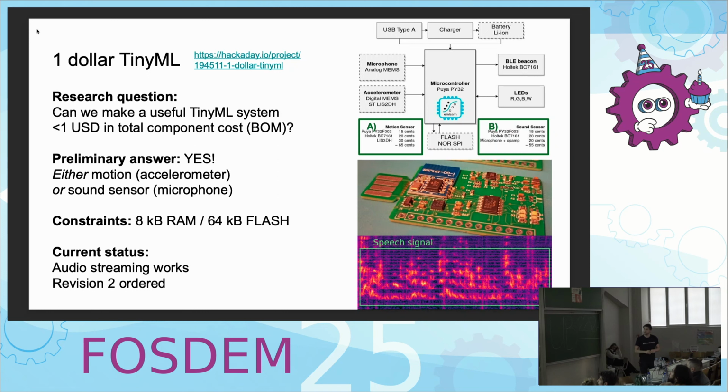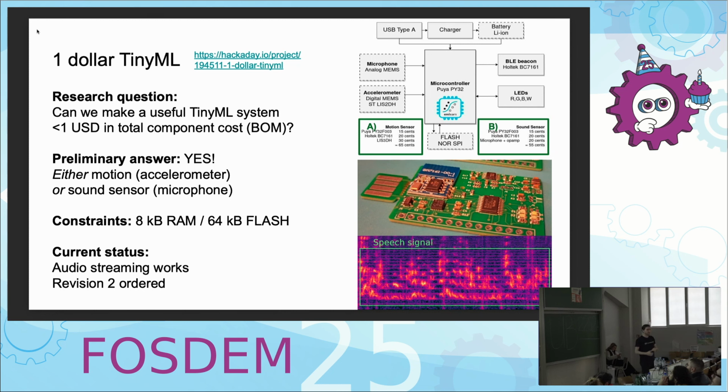Here's more of a research project of mine, trying to find out how cheap we can make these systems while still being useful. And I posed the question, can we make a useful TinyML system for under $1 in total component costs? And the preliminary answer is yes. You can do motion analysis, so use an accelerometer, and you need a battery and the BLE transmission, all that, for under $1. So the BOM is around 70 cents for that.